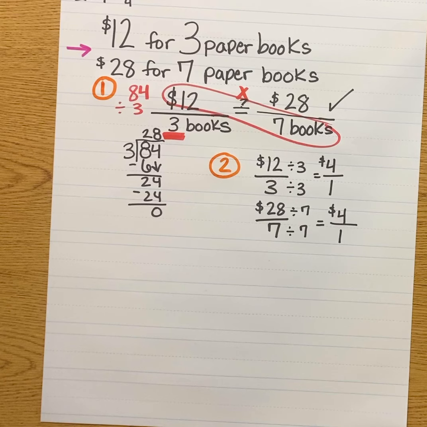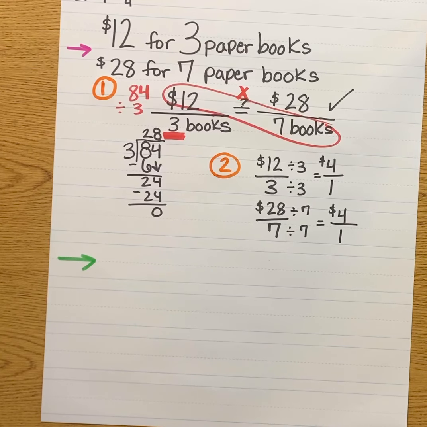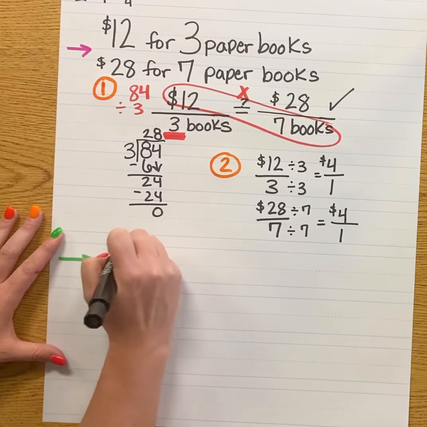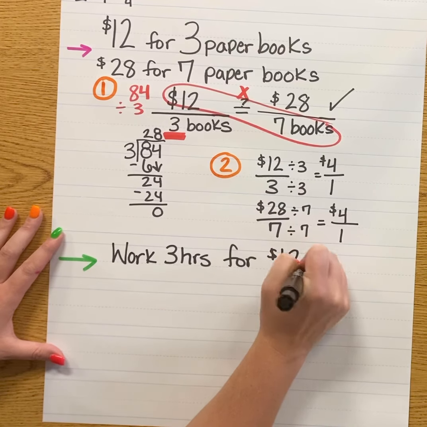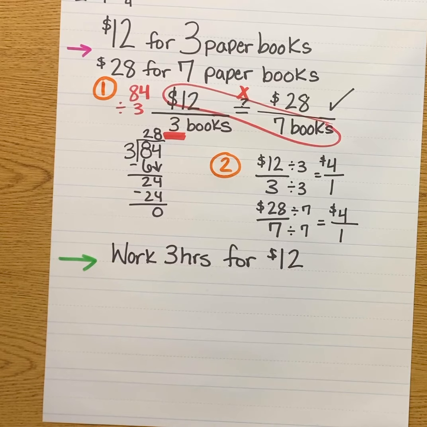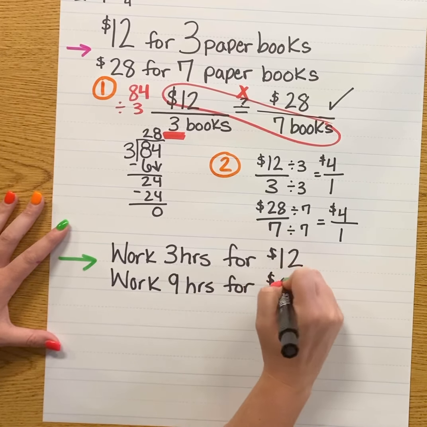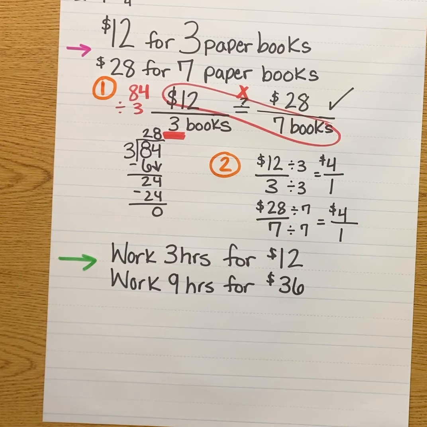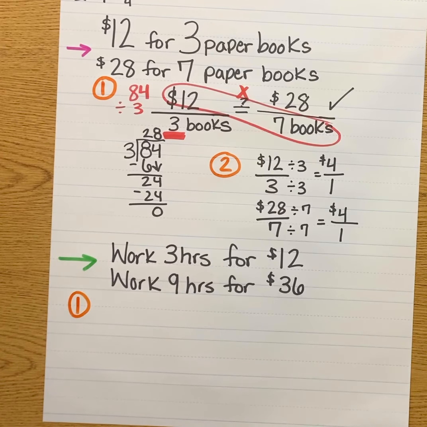Okay, and we are going to do one more. And for this one, if I work for 3 hours for $12, or work 9 hours for $36, I need to know if these are the same thing. So I'm going to do my first strategy first. Again, you don't have to use both strategies. I'm just showing you 2 strategies that you could do.